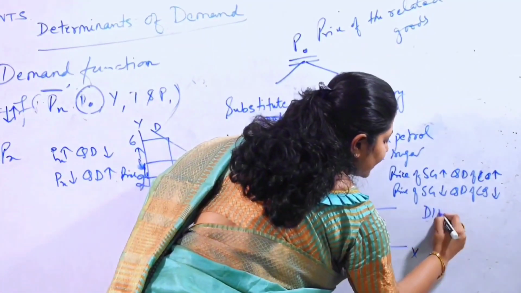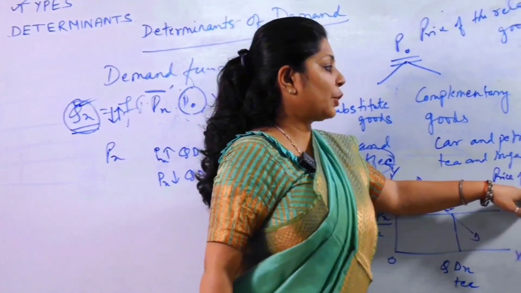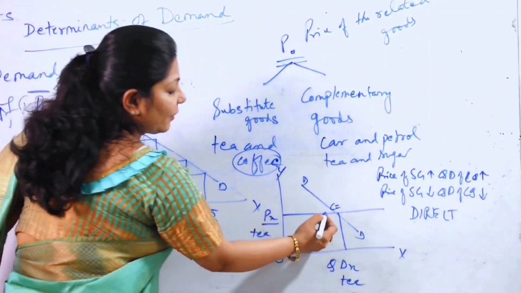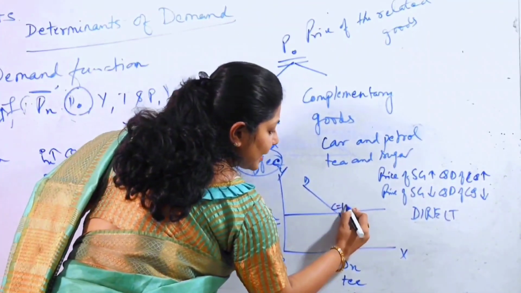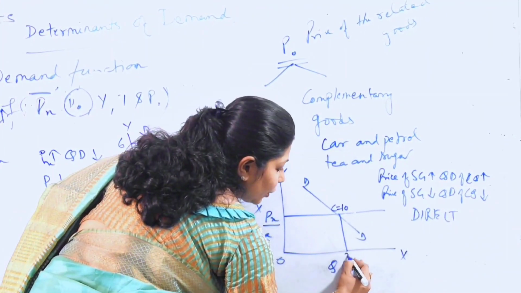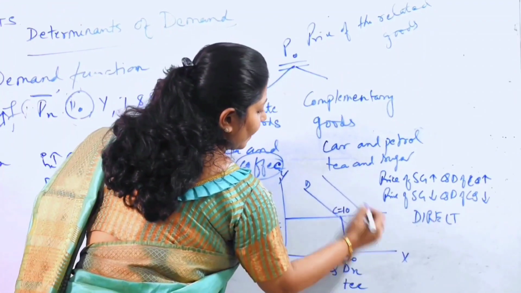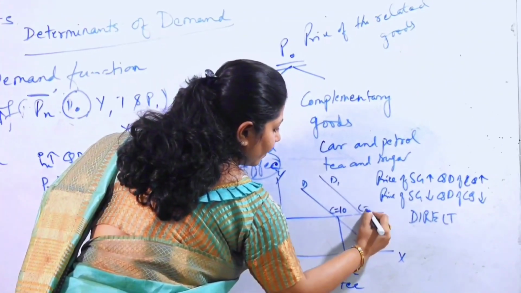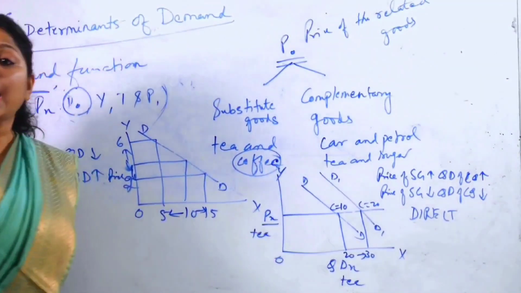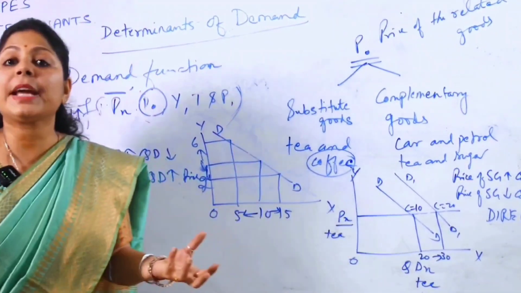This shows that there is a direct relationship between the price of the substitute goods and the quantity demanded of commodity in question. Which means that if the price of coffee is 10, okay, so quantity demanded is say 20. If the price of coffee increases to 20, so the demand for tea will increase to 30. How? Because both are giving you equal level of satisfaction. The price of coffee has been increased.